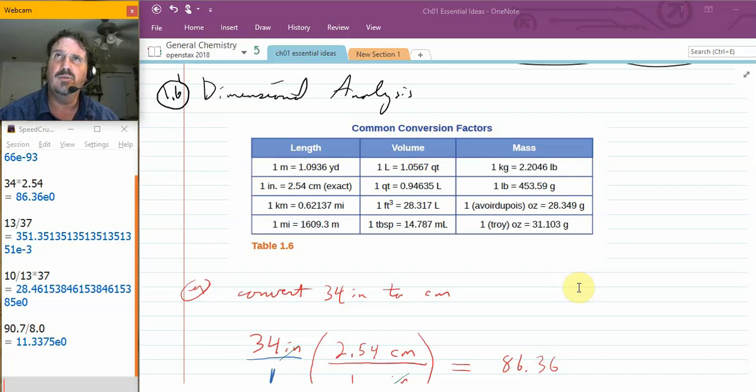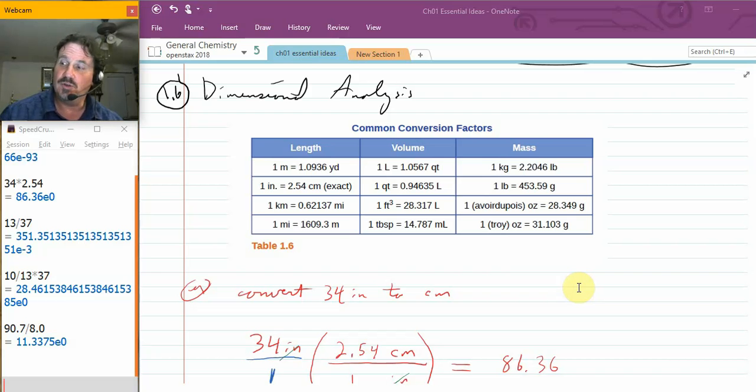We don't even think about how did we actually do that? Why did we know we multiplied and not added or subtracted or divided or something? Most of us have a sense of that. Okay? But when we get to these more complicated problems, you're not going to have a sense of it. And you're going to have to be able to sit down at the paper and figure it out. Dimensional analysis makes it easy. Trust me. So get this down.